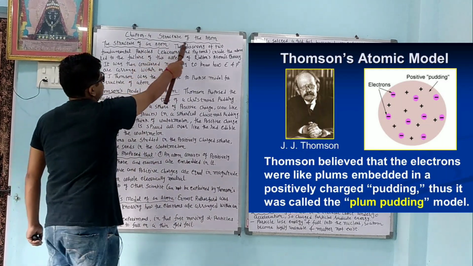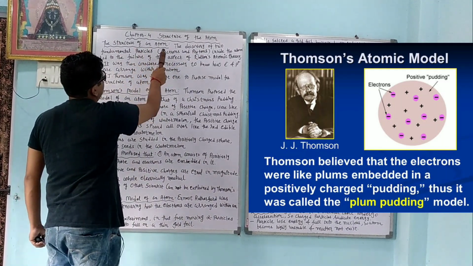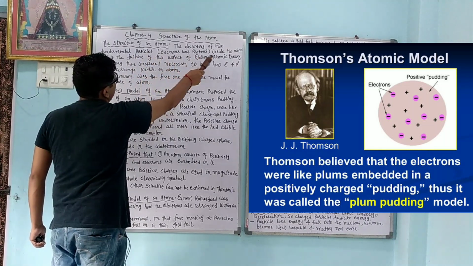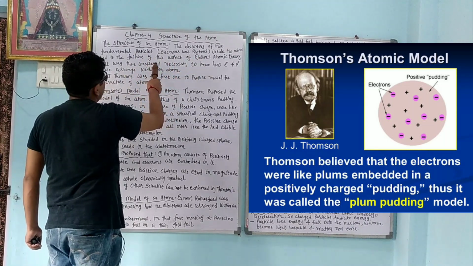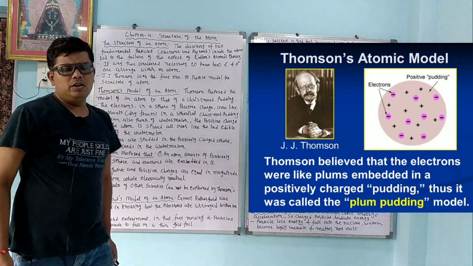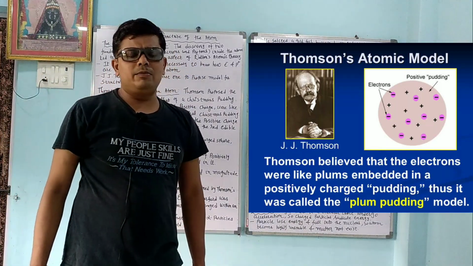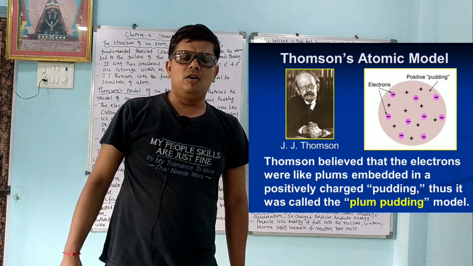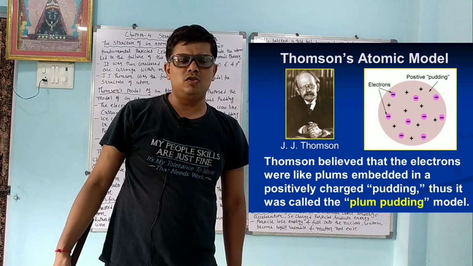Chapter number 4, structure of the atom. The discovery of two fundamental particles, electron and proton, inside the atom led to the failure of this aspect of Dalton's atomic theory. So dear student, we know that according to Dalton's atomic theory, the atom is the last part. The meaning of atom is also uncuttable or indivisible, meaning further it is not divided.